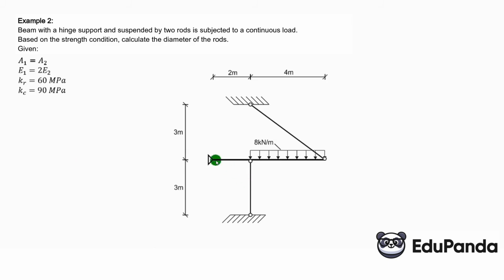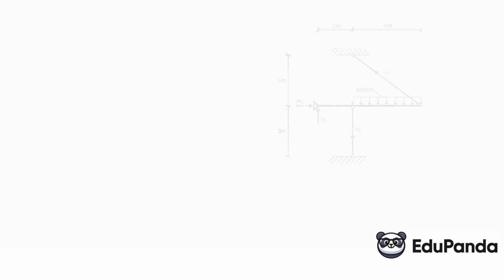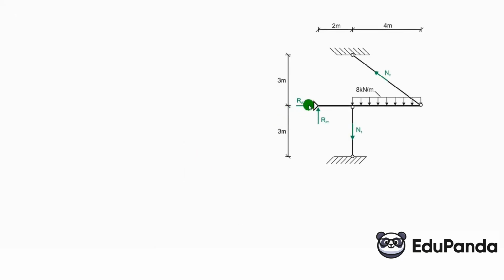The beam is hinged and anchored by two rods, loaded with a continuous load. Let's mark the reactions at the support and the forces in the rods. We have reactions at the non-rolling support. Two reactions, a horizontal component and a vertical component. We have forces N1 and N2 along the axes of the rods. So we have 4 unknown reactions.